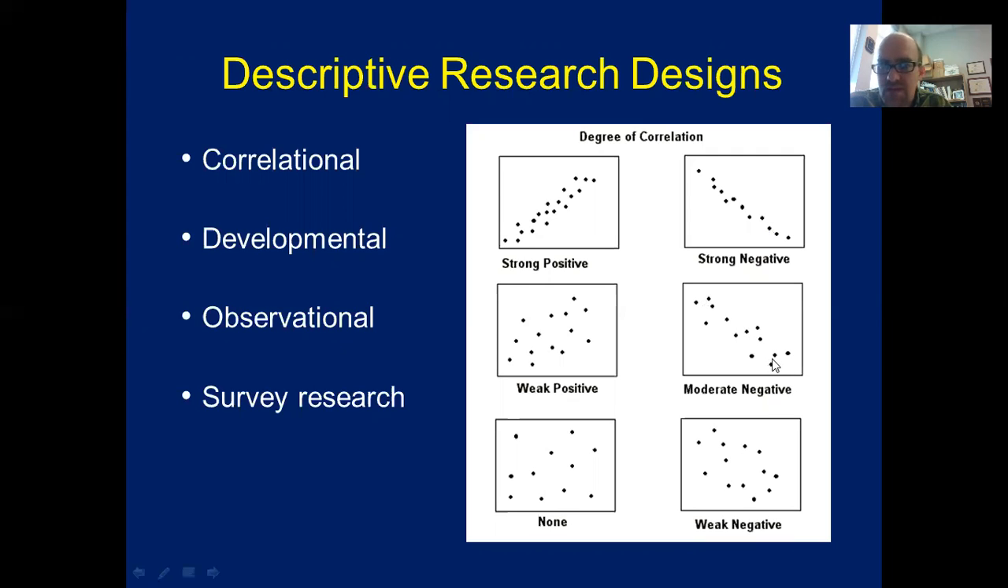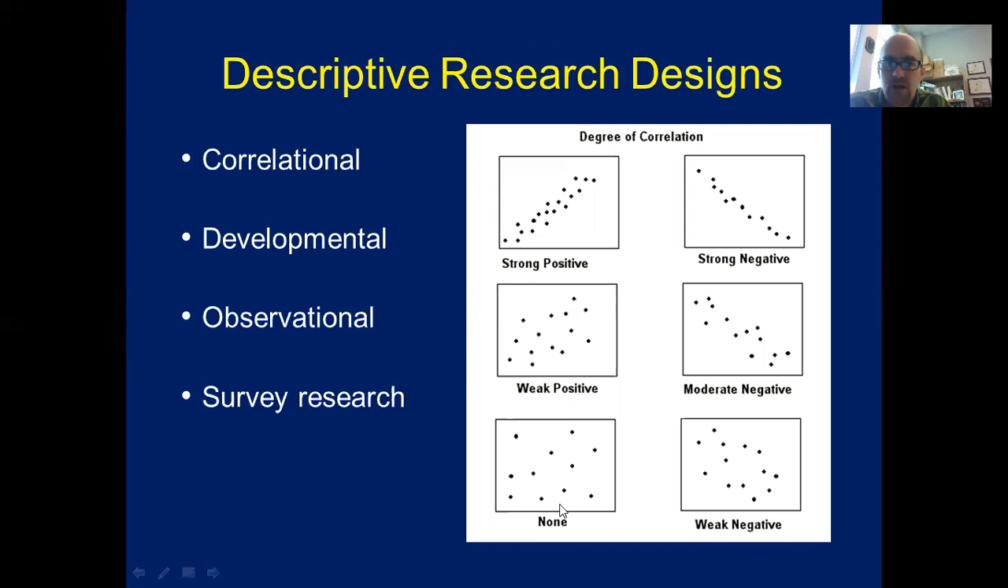So this one might be 0.7 maybe. This one's very weakly negative, so this one maybe is 0.5 or 0.3. And then we get all the way down to here where there's really no good trend line that can be formed. In this case, the R squared value is 0.